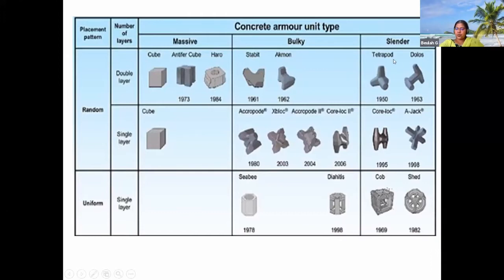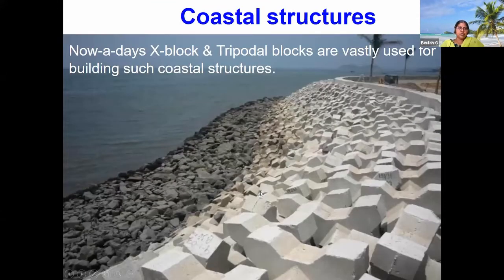They should not be lightweight. They should be hard strata, which you have as the tetrapod, dolos, and even nowadays the most commonly used configuration is the tetrapod. And we use the CB shapes also at some places along the coastal regions of Goa and Mumbai. So the X-block and the tripodal blocks are vastly used along the coastal structures.